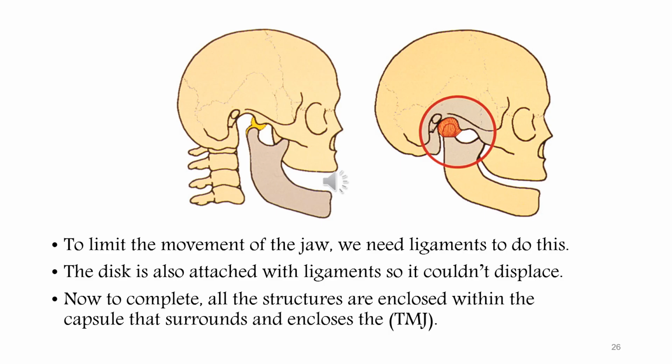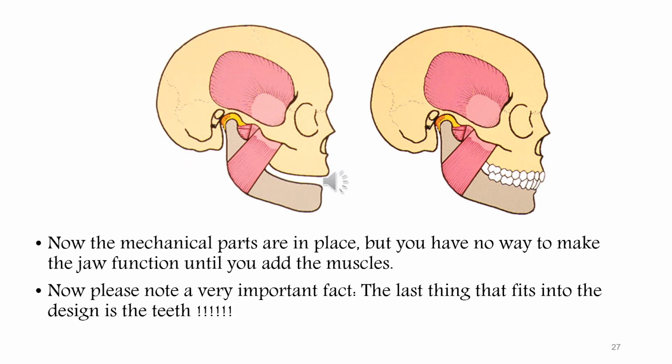The disc and the ligaments, with the bone surfaces involved in this joint, all of them are enclosed in a capsule. So the TMJ is composed of a capsule, a disc, and ligaments, with the condylar neck, which is a part of the mandible, and the socket, which is part of the skull. So now we have a temporomandibular joint and a mandible.